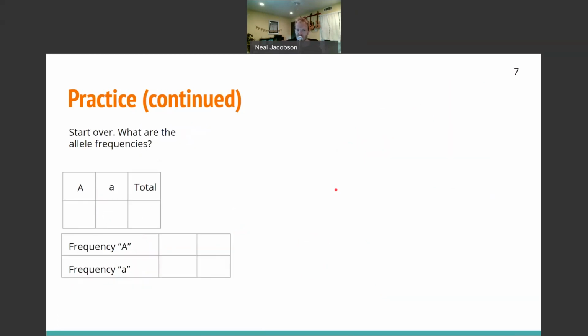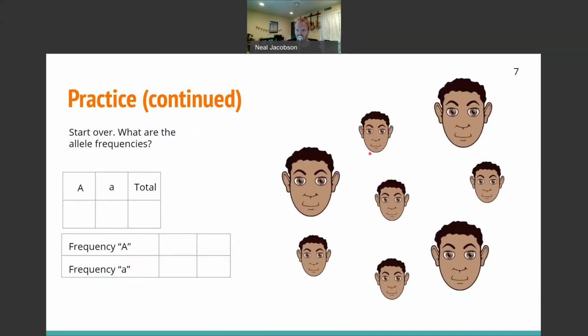So let's start over with that. We got the 3 big-headed, 5 normal-headed, 2 small-headed. What are the allele frequencies for this population? Do it. Pause it. Start over.